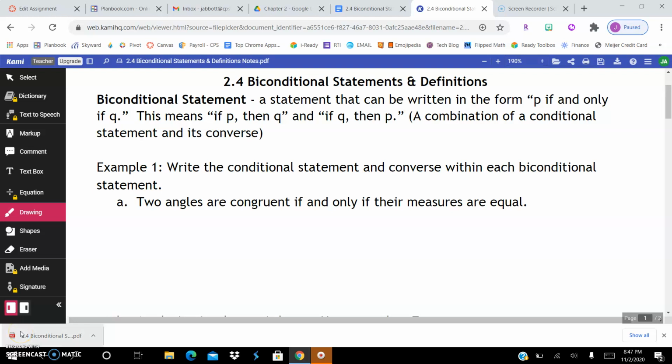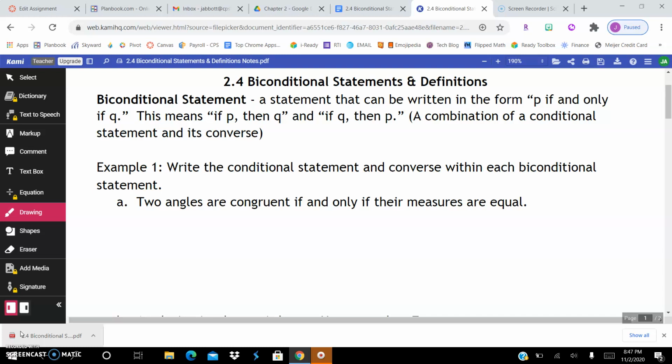Section 2.4 is introducing biconditional statements and definitions. A biconditional statement is a statement that can be written in the form of P if and only if Q. So this means if P then Q and if Q then P. So it's a combination of a conditional statement and its converse. So the conditional was if P then Q. The converse is flipping those around and saying if Q then P.